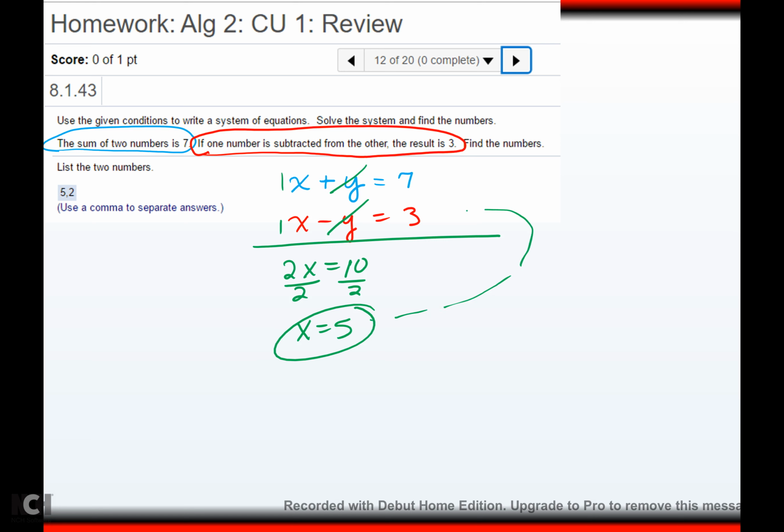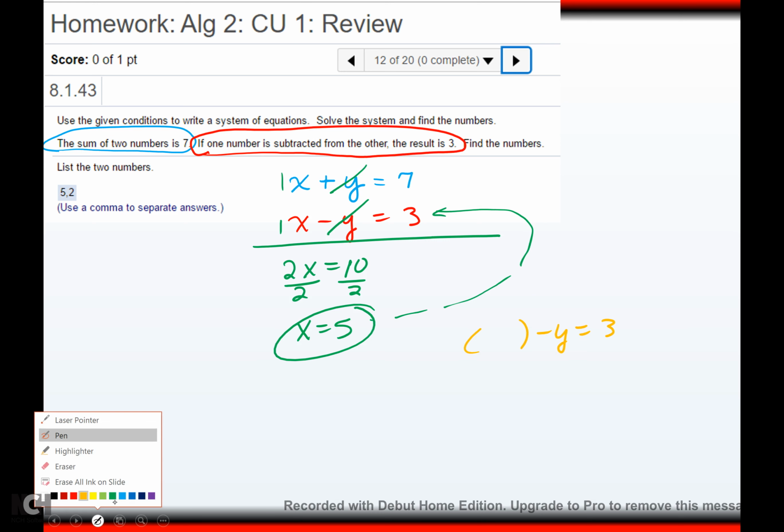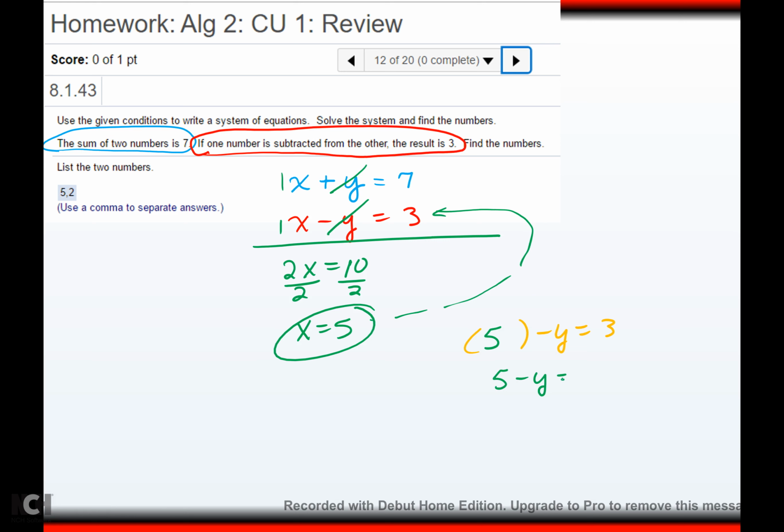Substitute that back into one of the originals, so that would give me x minus y equals 3. Plug in x, which is 5, which gives me 5 minus y equals 3. Minus 5 minus 5, negative y equals negative 2. Divide by negative 1, and y equals 2. So my solution is 5, 2.